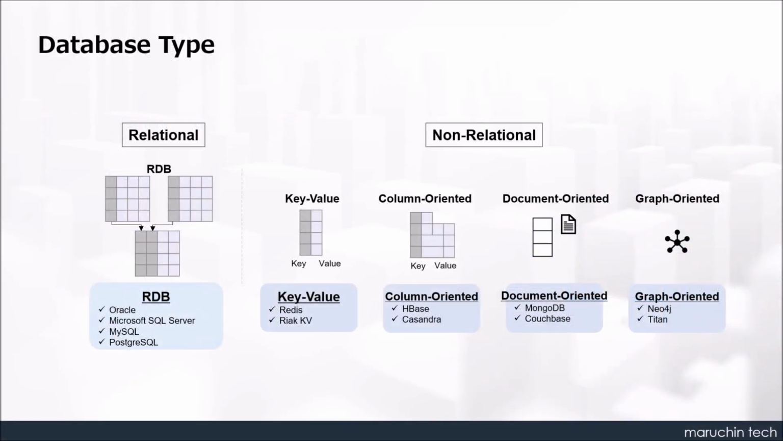Let me introduce the types of databases. Conventional table-type databases are called relational databases and are generally known as Oracle or MySQL. A relatively new type of data format is called non-relational or NoSQL. NoSQL includes services such as key-value, document, and graph types.